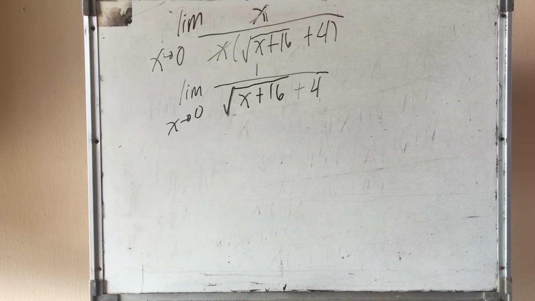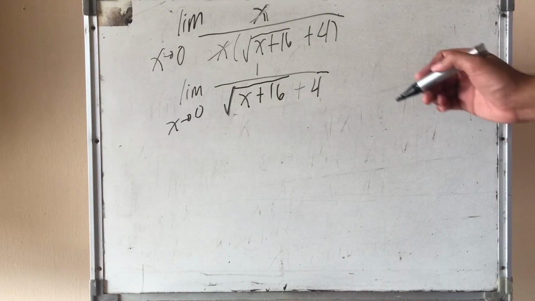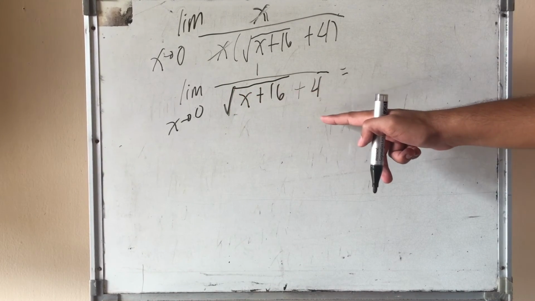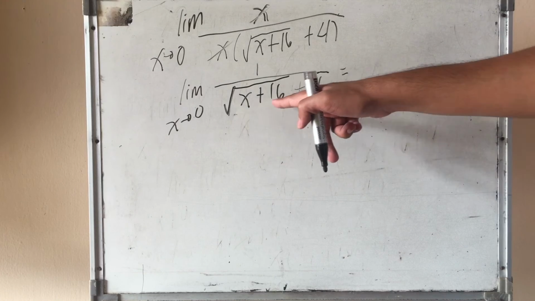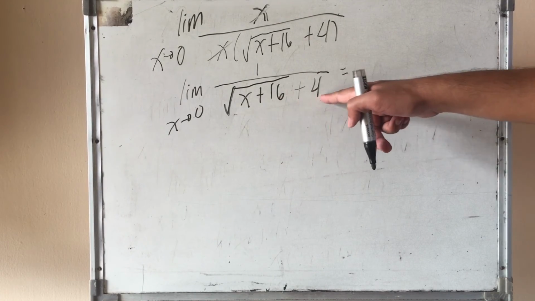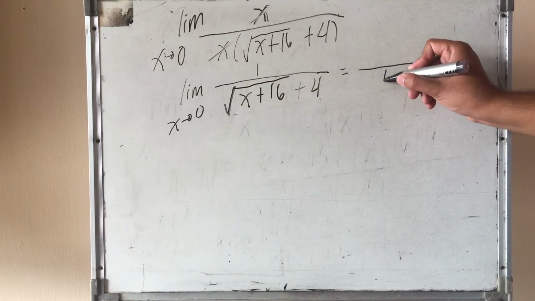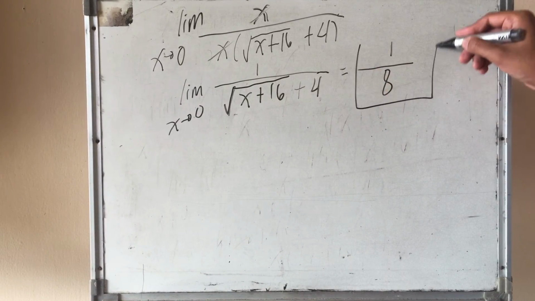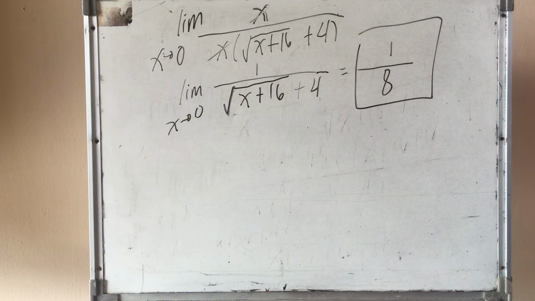So now we can substitute x is equal to 0 in this equation. So we come up with 1 over square root of 0 plus 16 plus 4. Square root of 16 is equal to 4. 4 plus 4 is 8. So 1 over 8. So the limit of square root of x plus 16 minus 4 over x as x approaches 0 is equal to 1 over 8. Answer.